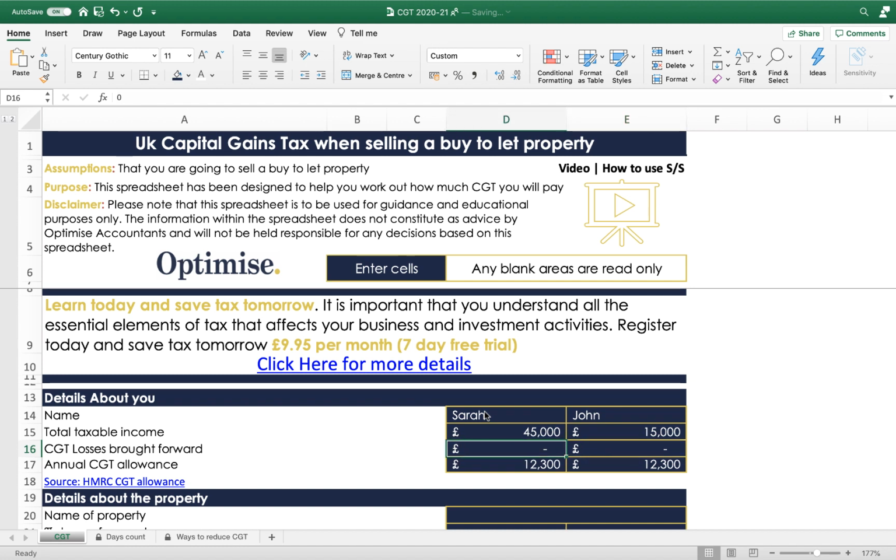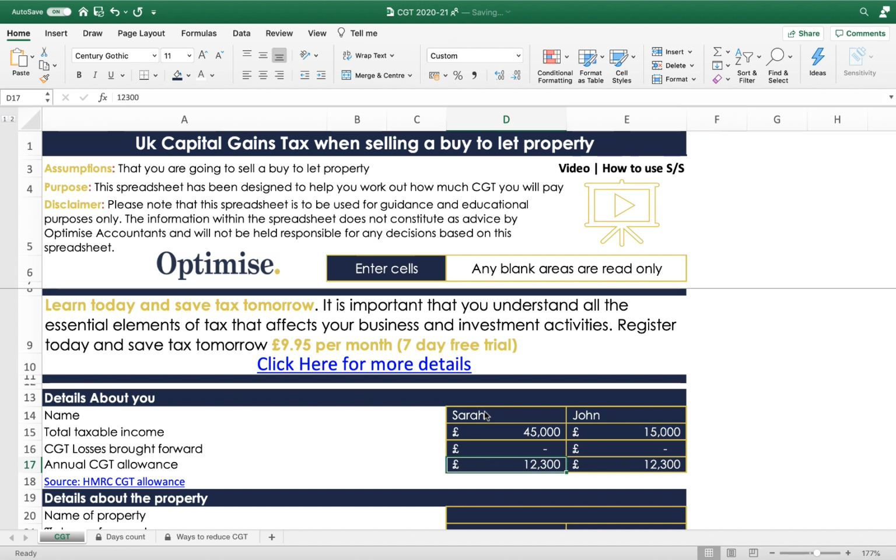Now, you've got CGT losses. If you have CGT losses, you can carry those forward. And it does bring down your capital gains tax liability, because your gain that you're going to be taxed on is reduced by those losses that you carry forward. So make sure that you go back to your tax return and dig that loss out.